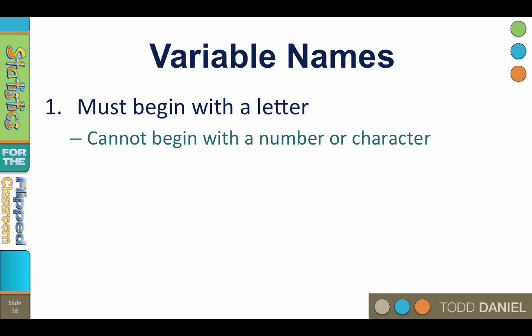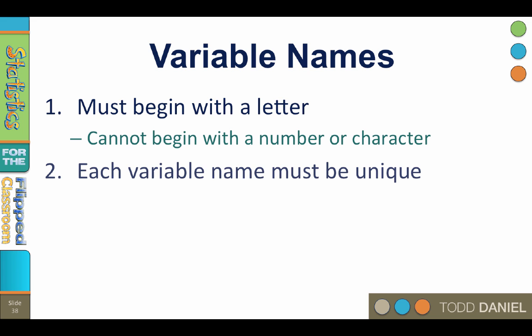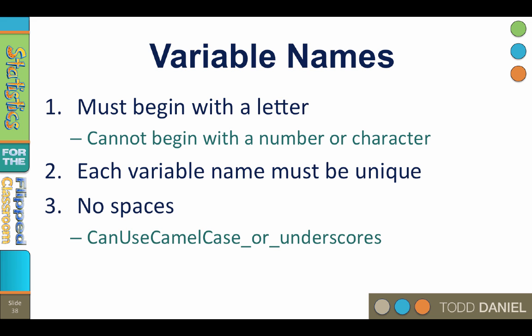Here is what you need to know about variable names in SPSS. 1. The variable name must begin with a letter. You can use numbers in the name, but you cannot begin with them. Now, there are some exceptions to this rule, but they are advanced techniques that require using syntax. 2. Each variable name must be unique. You cannot have 2 variables with the same name. 3. No spaces are allowed. If you enter a variable name containing a space, you will get an error message about the variable name containing an illegal character. If you do, dismiss the error message and try something else with your variable name.